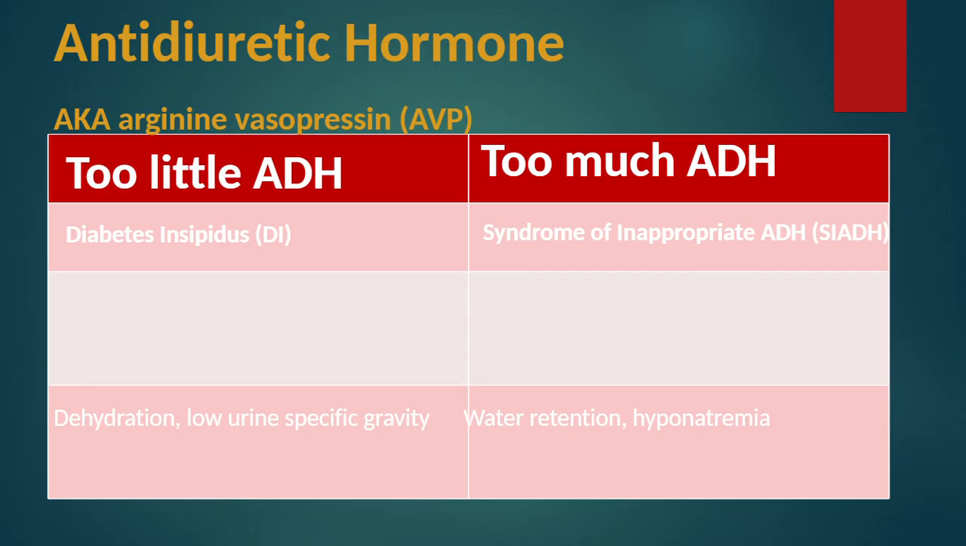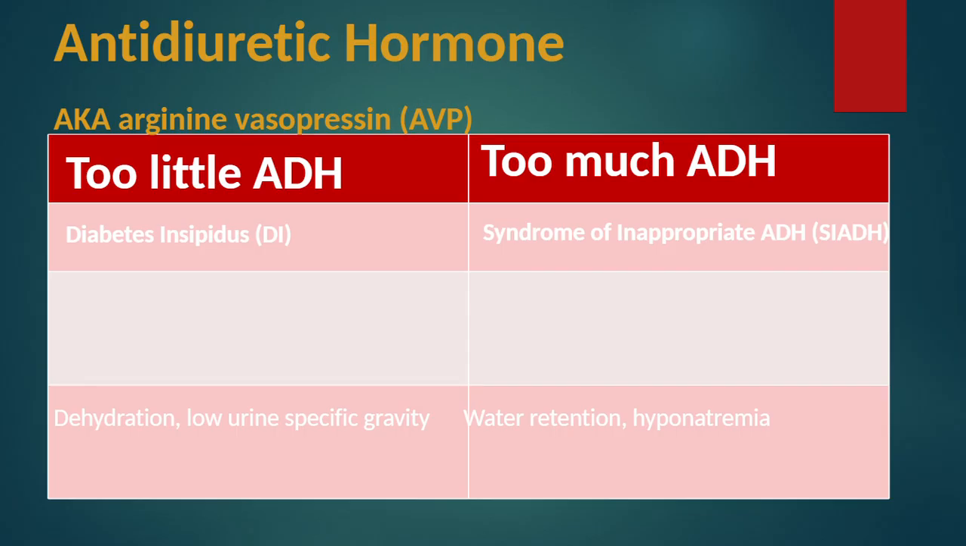Here's how it works. When the body senses that water levels are too low, ADH is released into the bloodstream. This causes the kidneys to reabsorb water, meaning water is taken back into the bloodstream instead of being lost in the urine. As a result, urine becomes more concentrated and the body maintains hydration. Now, when too little ADH is produced or secreted, the kidneys fail to reabsorb enough water, leading to increased urine output and excessive fluid loss.